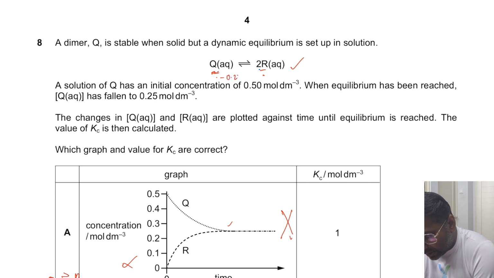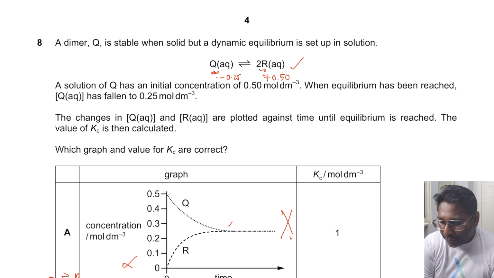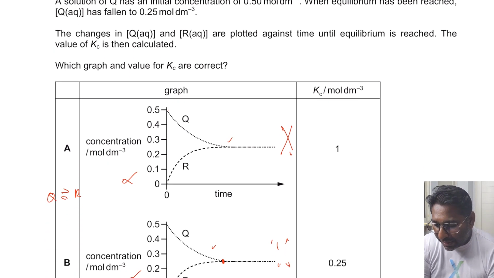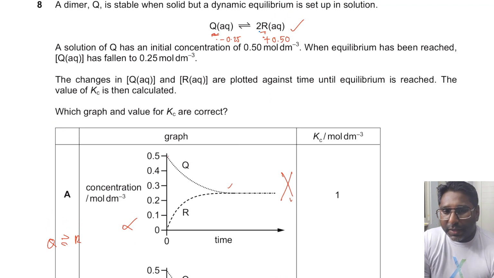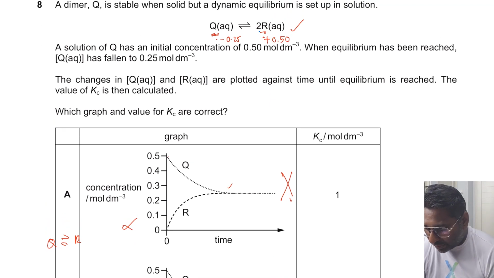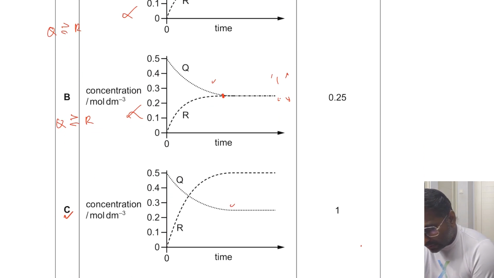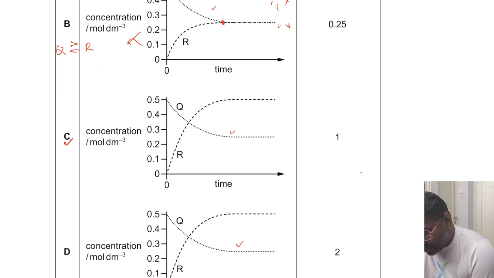So it means here the increase should be positive, double. So it should be positive 0.50, double. If you look at that, in the beginning R is going to be 0, but now the R is going to become 0.50. So let's look at here. You see the R is going to go from 0 to 0.50. So these two graphs are possibly correct.